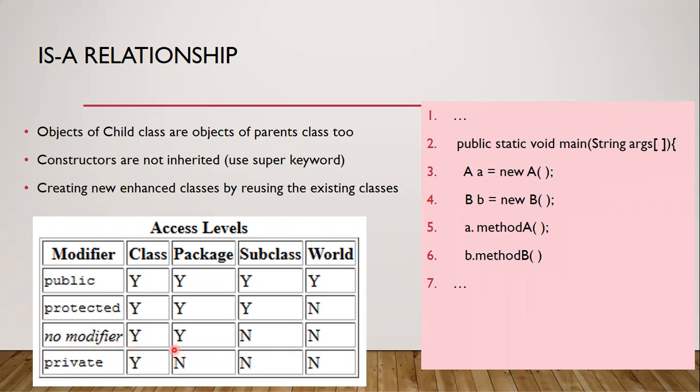No modifiers are visible only in the class and in the package. If the subclass is placed outside the package, it is not visible. Any program using a class with no defined, not written, modifiers will not have access to it. Protected are visible in the class, in the package, and in the subclass, whether in the package or outside the package. Public are visible everywhere.